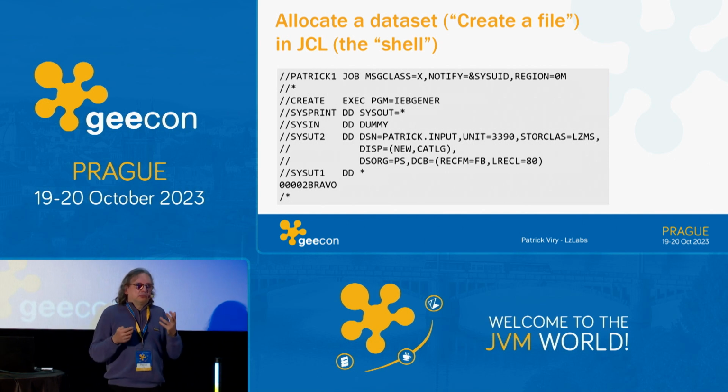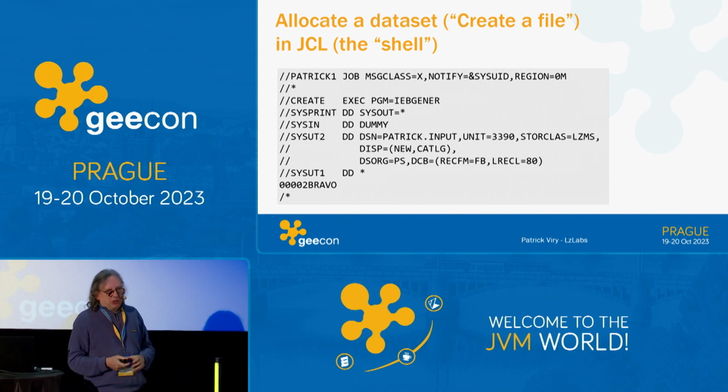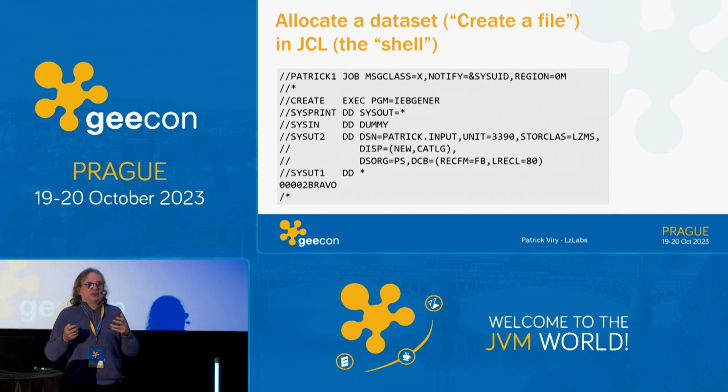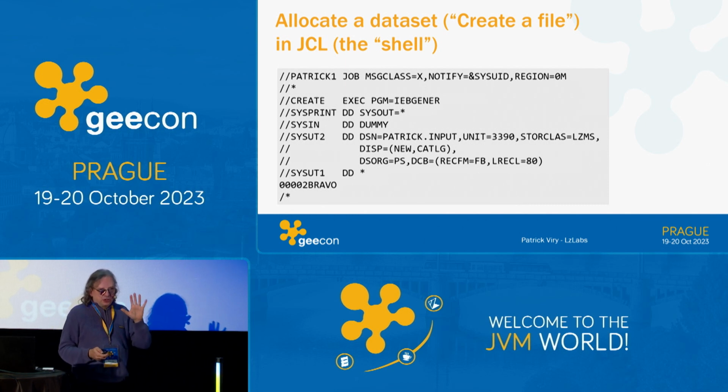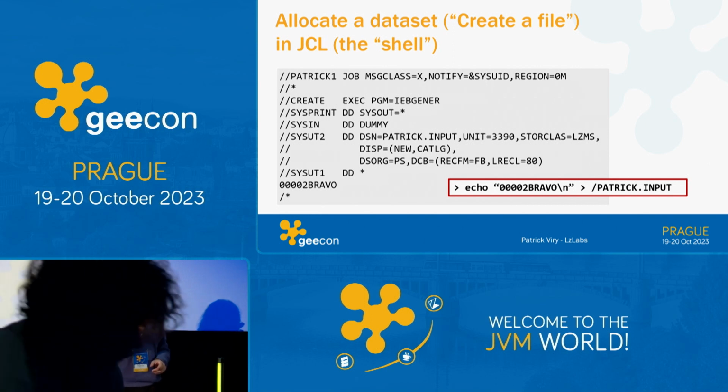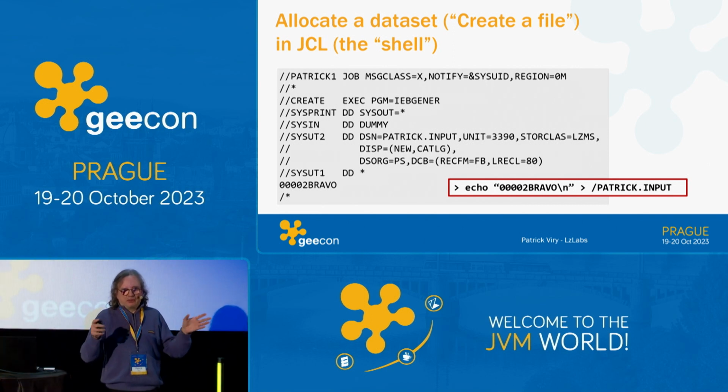So let's be a bit concrete. I'm going to show you how to create a file. So in mainframe, it's called allocating a dataset. In the shell on a mainframe, this is called the JCL. So this is a JCL job, which does more or less the equivalent of this line in a bash command line.